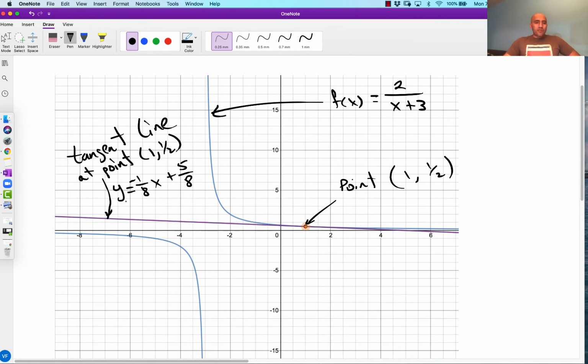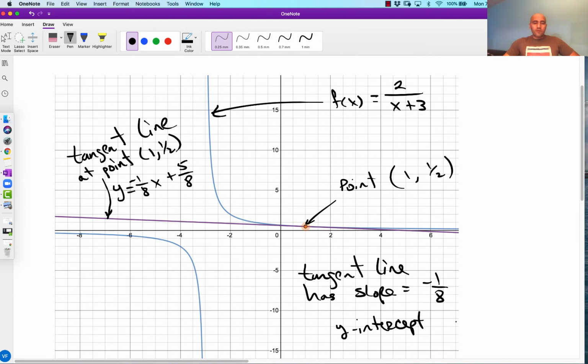Okay, so we can also say that the tangent line has slope equal to negative 1/8, and it goes through the y-intercept at point (0, 5/8).